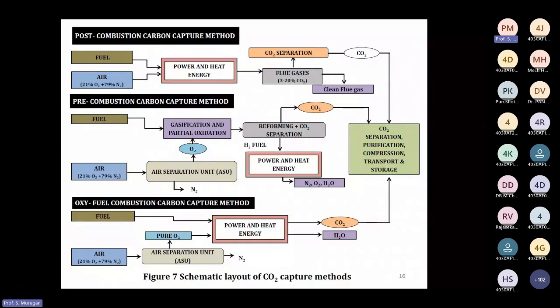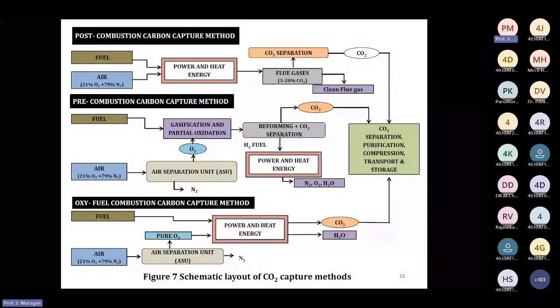Once CO2 is separated, you will get H2 as a fuel that will be given for power production or heat production. Whatever gases come out, of course, may be water vapor, N2, O2, all these things. The CO2 which is separated after reforming will be stored separately.